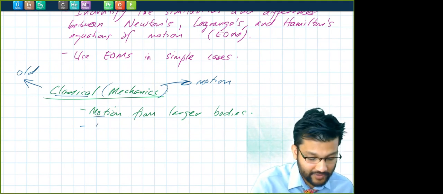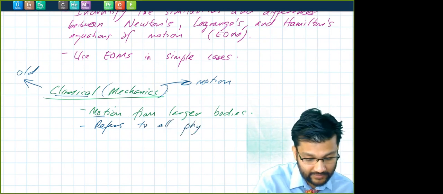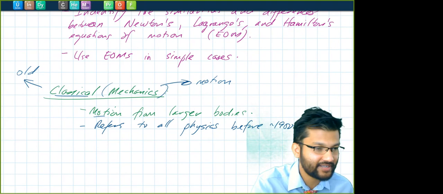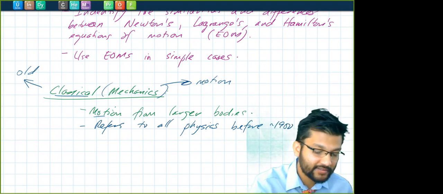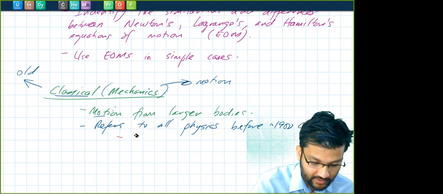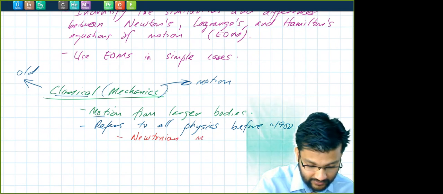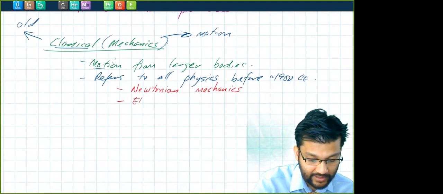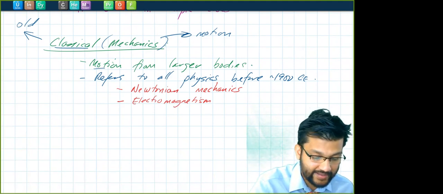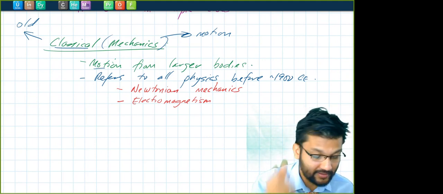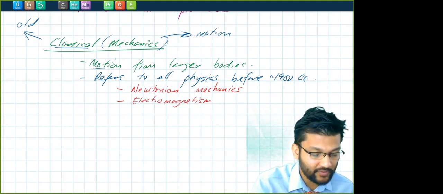Really, classical mechanics refers to all physics before around 1900 CE. So this generally refers to, for example, Newtonian mechanics, which somebody mentioned earlier. Another thing that's usually grouped with classical mechanics is electromagnetism, right? That's the study of electricity and magnetism. And there's a lot of other stuff. Who cares about that? It's classical, it's old. It's not what we're here to study necessarily. But all old physics before 1900 refers to classical mechanics.